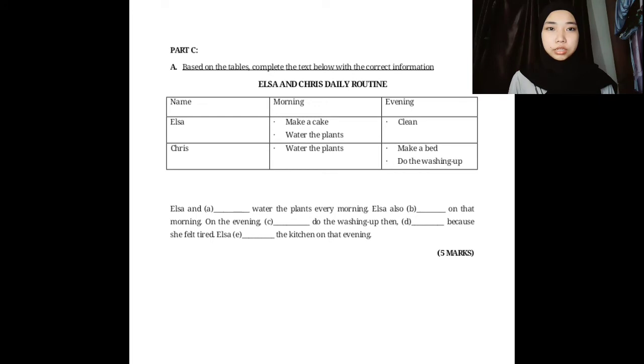So this is the question that I have prepared. As you can see, it has a table of Chris and Elsa's daily routines. Students need to read the table first and then answer by filling in the blanks. As an example, "Elsa and blank space water the plants every morning." So the student needs to check the table to see who, other than Elsa, waters the plants. So the answer is Chris. It's the same with the other blank spaces.